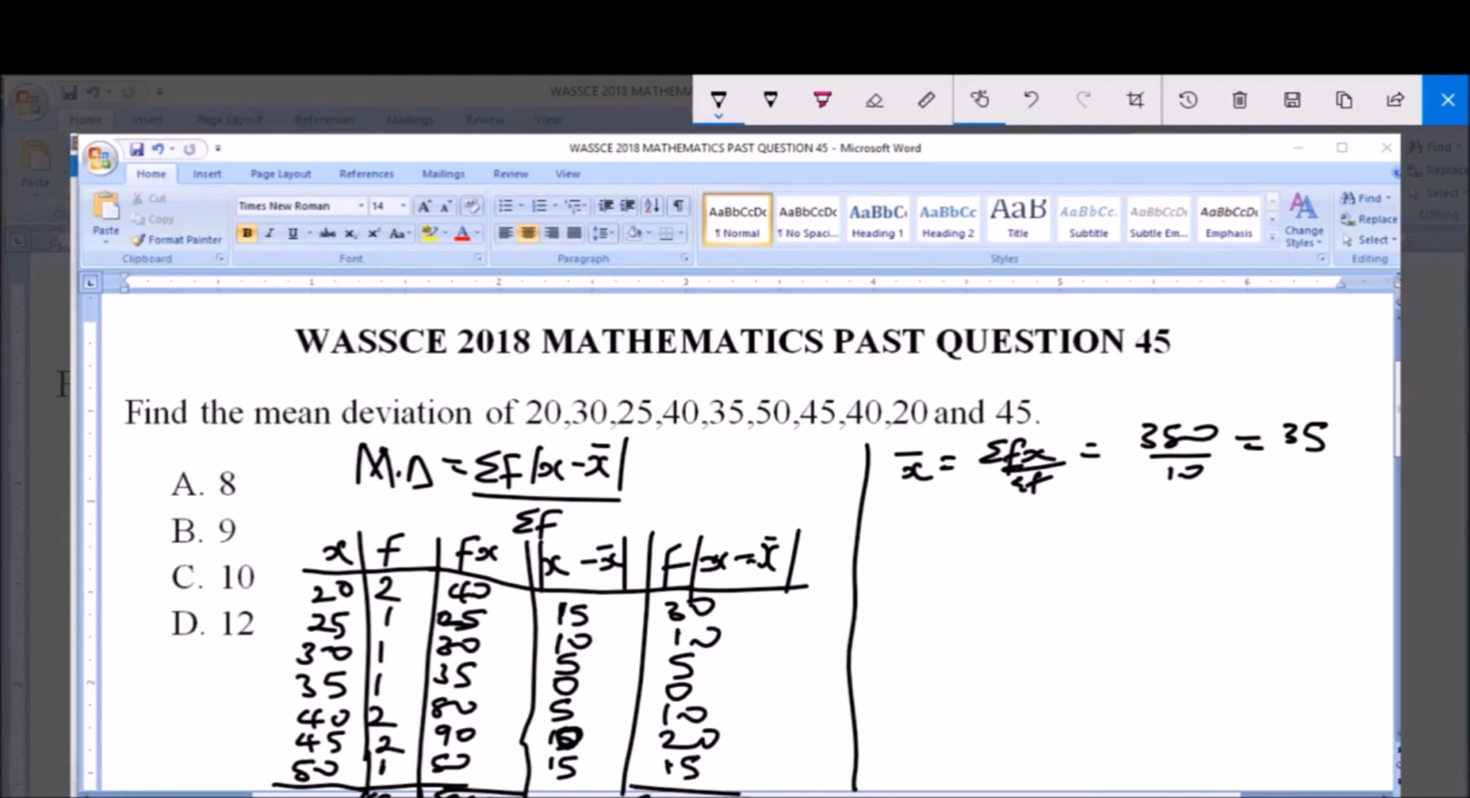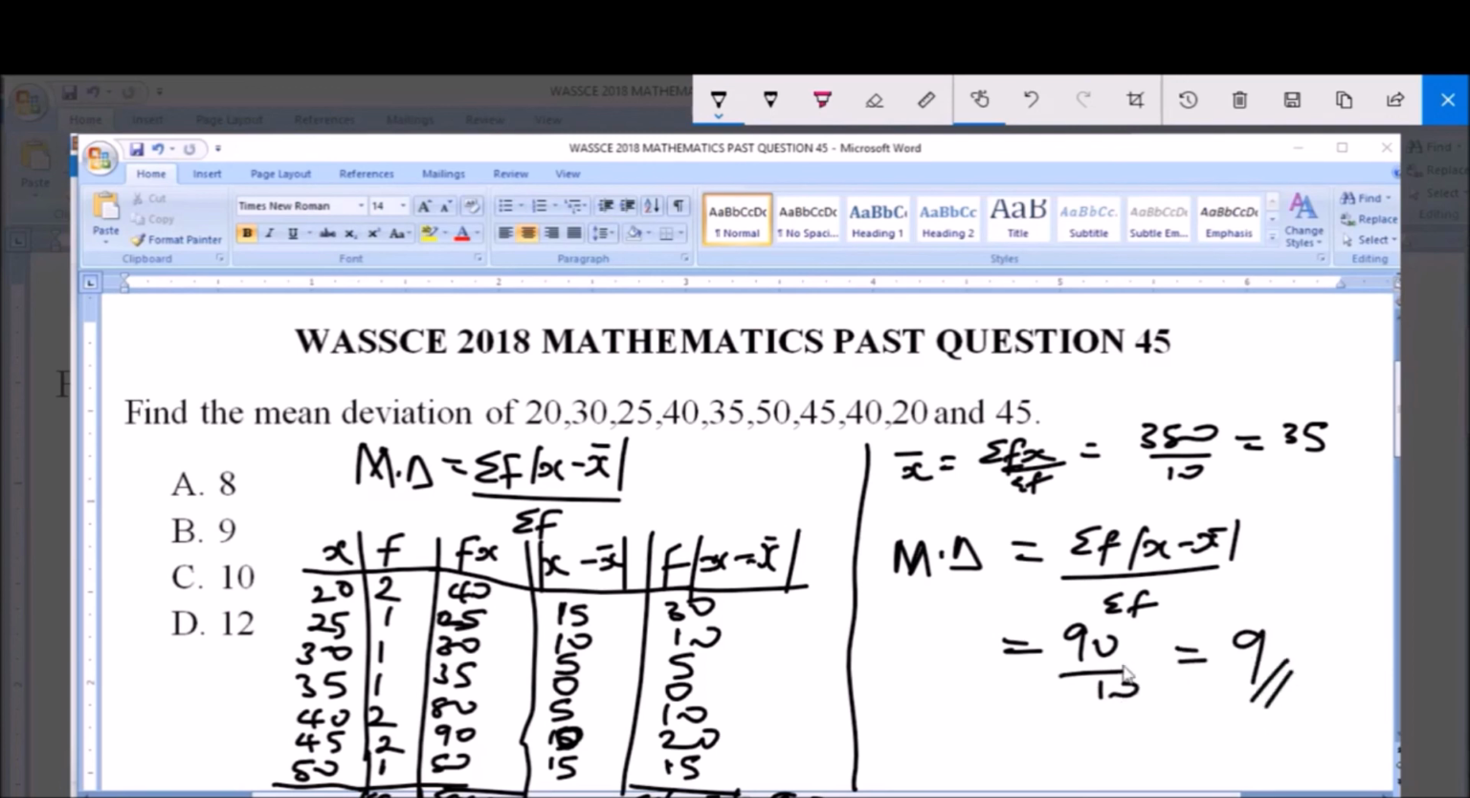Now we can say summation f x minus mean is equal to 30 plus 10 plus 5 plus 10 plus 20 plus 15, which will give us 90. So now we can get our mean deviation. Mean deviation MD is equal to summation f x minus mean all over summation f. This is equal to 90, which we've gotten here, and summation f is 10. So therefore mean deviation is equal to 9, and that is option B. So mean deviation is 9.